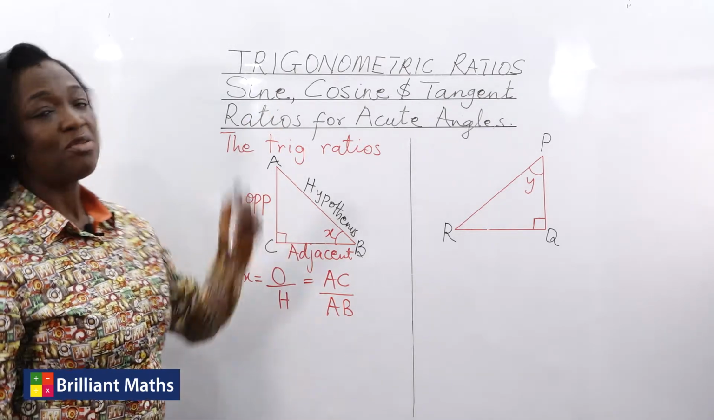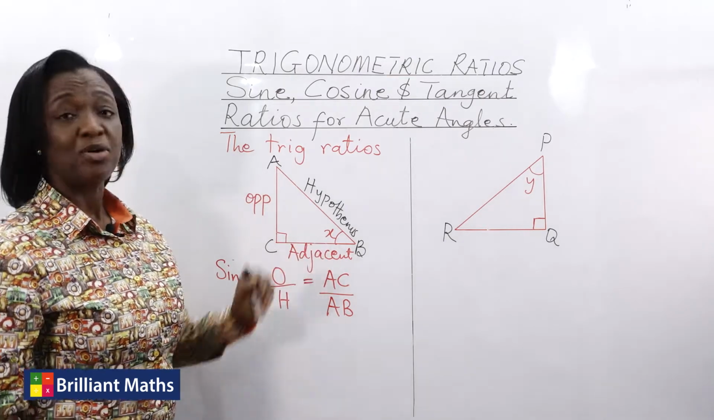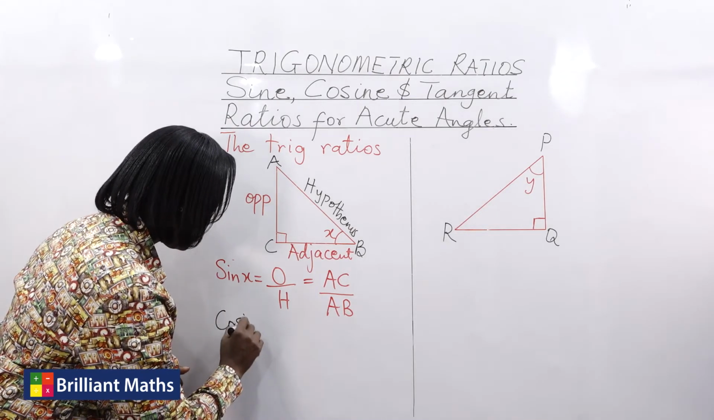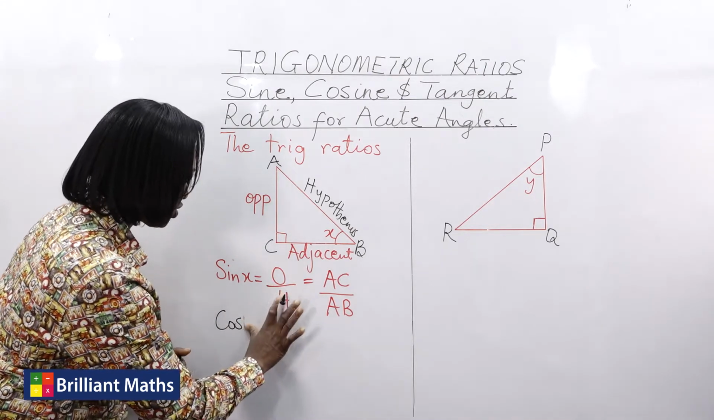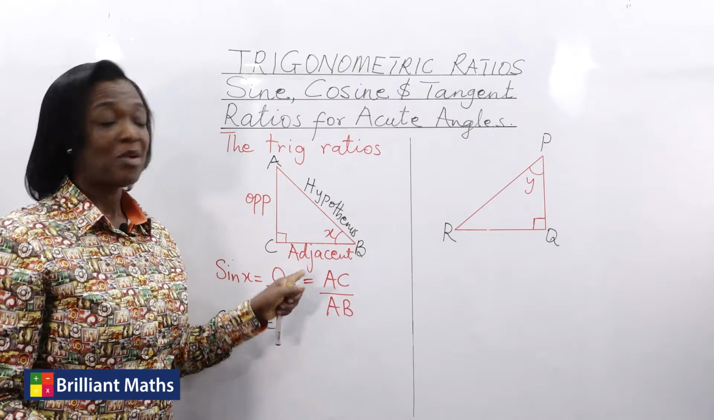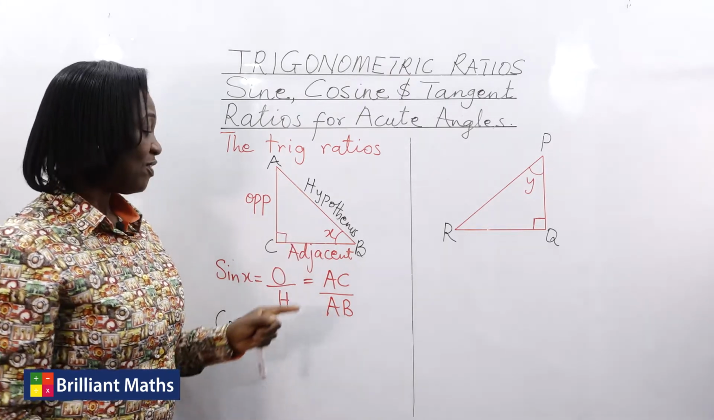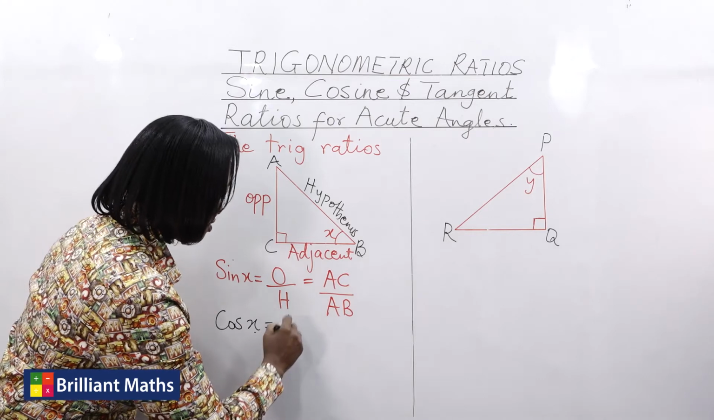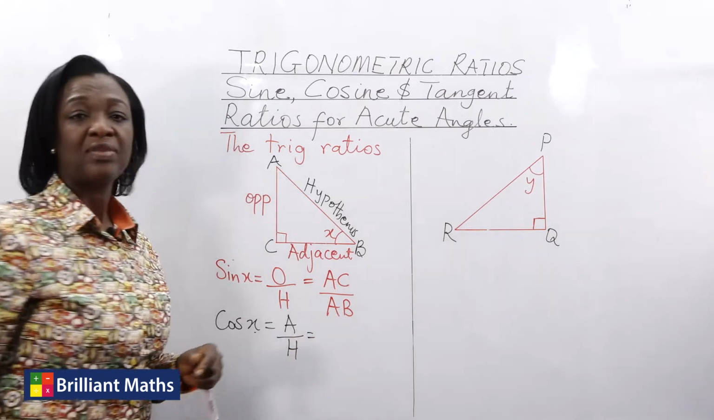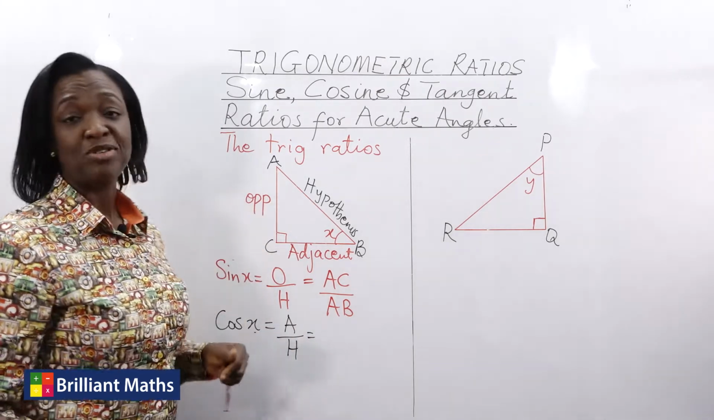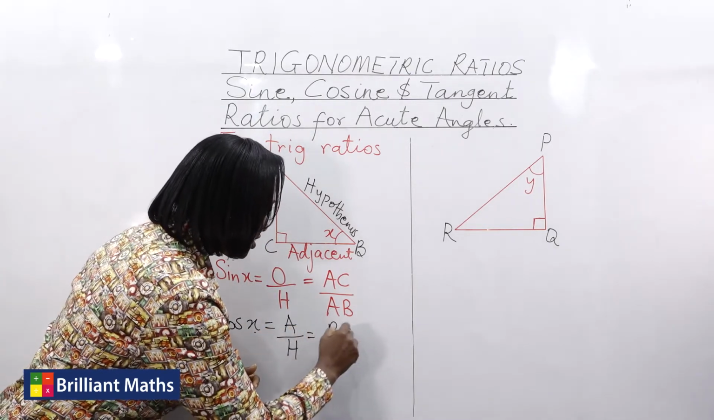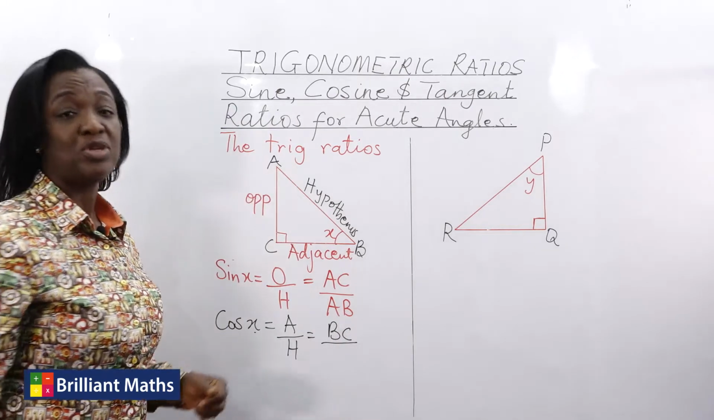What if it's a cosine ratio we want to find for the same angle X? The cosine ratio of X, for short, we can write cos X. Cos X is equal to the adjacent over the hypotenuse, A over H for short. Using the lines of the right-angled triangle, it will be BC over the hypotenuse, which is AB.